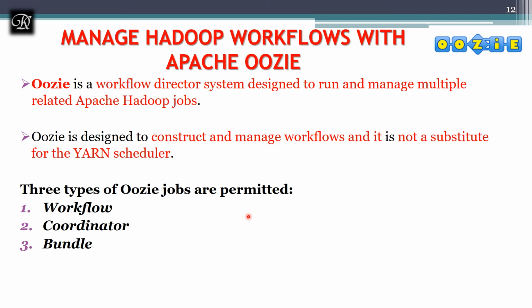When it's a workflow, the name itself tells there is some control dependency. The flow is nothing but a control. That dependency is there in the workflow. That is the one type of job.